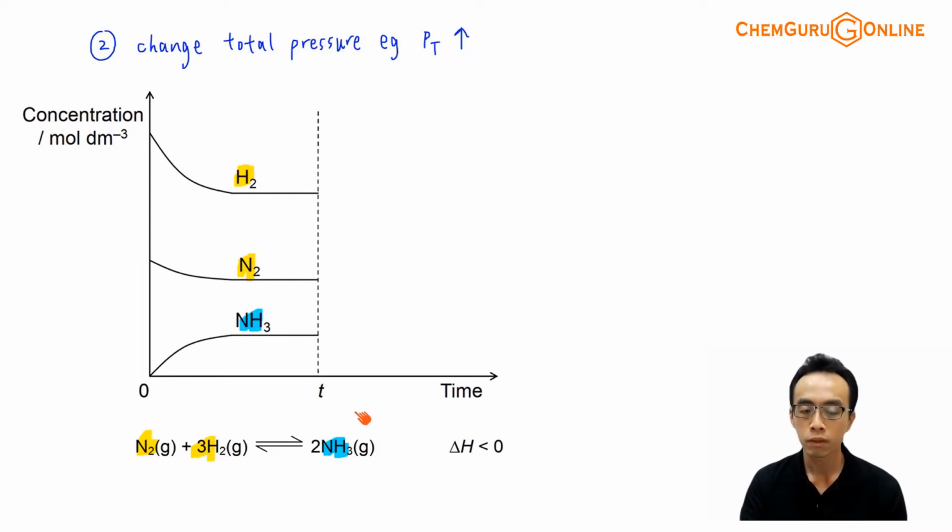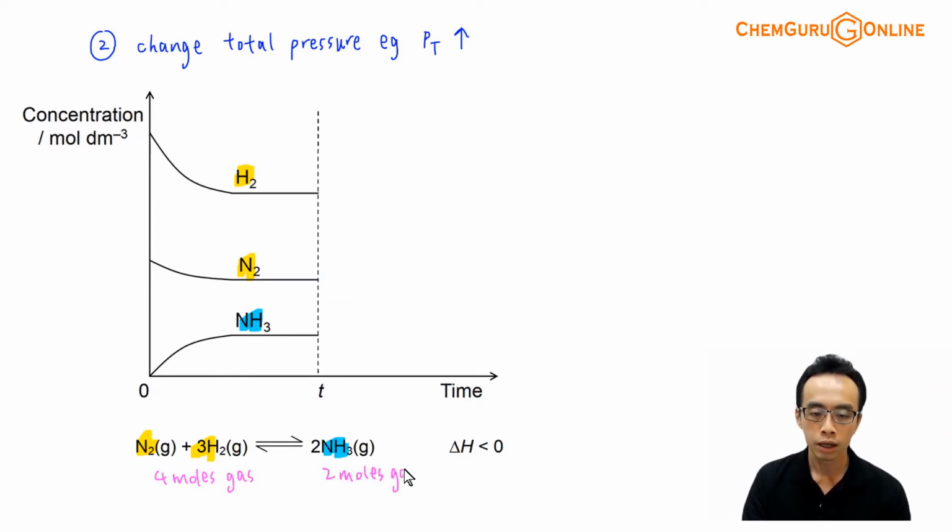So how we determine how the system will respond is we compare moles of gas on both sides of the equation. So let us put this in first. Involving my reactants, I have 1 nitrogen and 3 hydrogen. So my reactant, I'll have 4 moles of gas, 4 moles of gaseous species. The product, I will have 2 moles of ammonia. So I have 2 moles of gaseous species. And we notice that there's a difference in the number of moles of gaseous species.